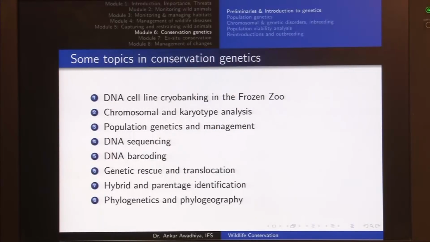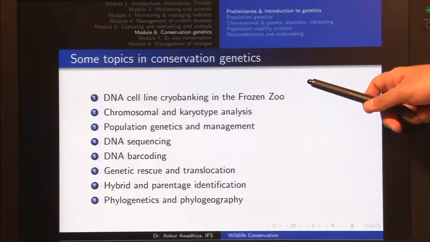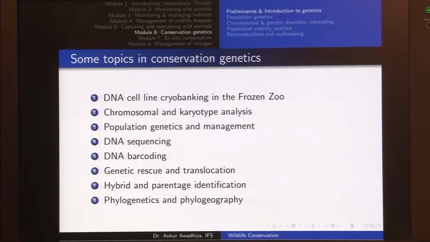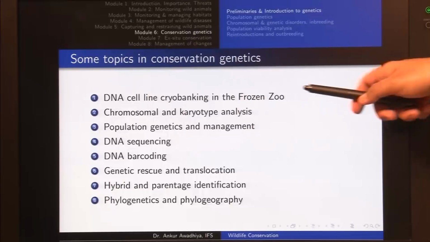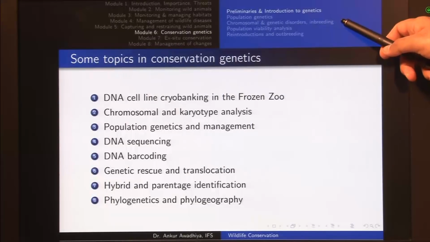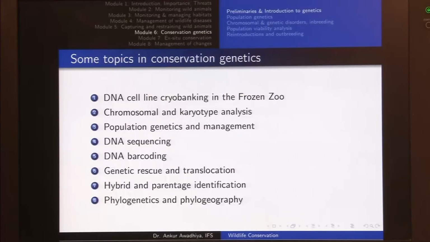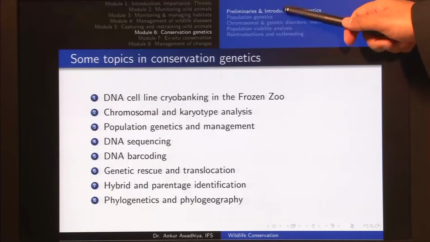And why do we use conservation genetics in the field of conservation? These are some things that we do in conservation genetics. We can go for DNA and cell line cryobanking in a frozen zoo. This is something that we will look at in our XC2 conservation module, what is a frozen zoo. Then chromosomal and karyotype analysis, which will come in our chromosomal and genetic disorders. Then population genetics and management, which will come in the next lecture.